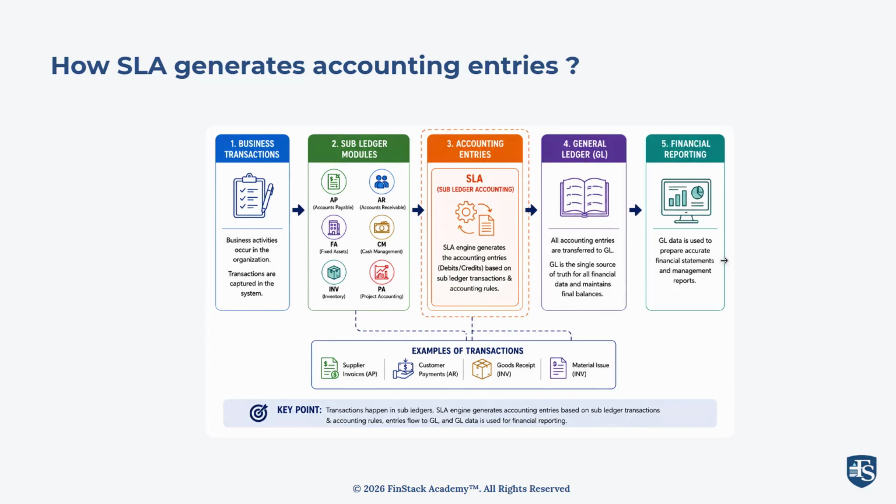When a transaction is processed, the SLA engine evaluates those business rules, determines the appropriate accounting treatment, and creates the debit and credit entries. Finally, it transfers them to the general ledger module. So, although the visible outcome is an accounting entry, the real power of SLA lies in its ability to support complex business-specific accounting treatments without changing the Oracle application code. That's why SLA is considered one of the most powerful accounting frameworks within Oracle Fusion.